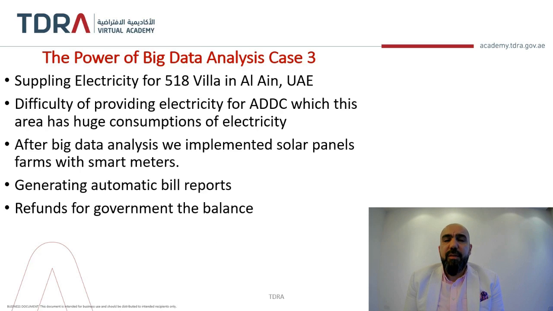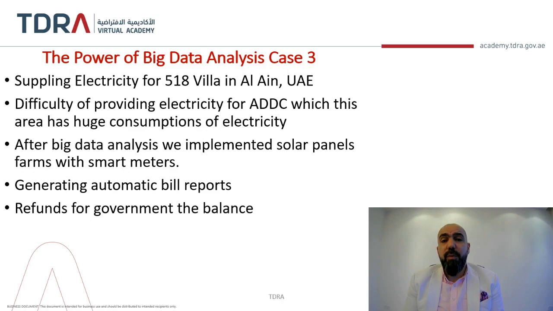Also, there was a project in the UAE, in Al Ain. It was 518 villas under construction. Imagine 518 villas. This is a city that needs electricity and all the other amenities. So we figured out that bringing the main electricity supply is difficult and will cost too much.